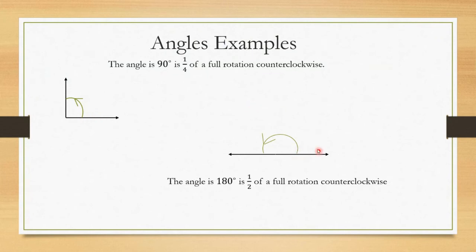180 degrees, the initial side is going to end up pointing in the opposite way of the terminal side, the terminal side points the opposite way of the initial side. It's half of a full rotation counterclockwise. That's what 180 degrees is by definition.